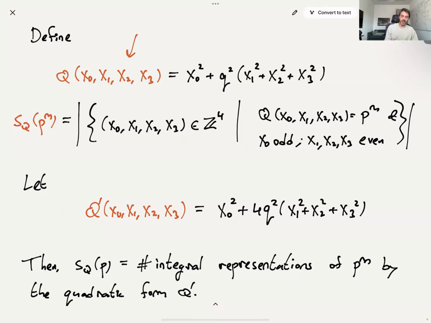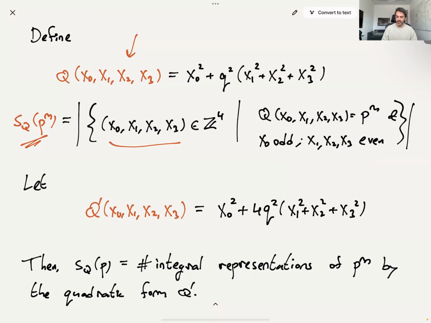Okay, and let's consider this number, sq of p to the m, as how many 4-tuples of integers you have such that when you plug this 4-tuple into q, you get p to the m. And also x0 is odd, and the remaining x's are even. This sounds a bit arbitrary, but okay. And these conditions, you saw them before. They came from these definitions of lambda or lambda prime and so forth. But I want to clean this up a little bit.